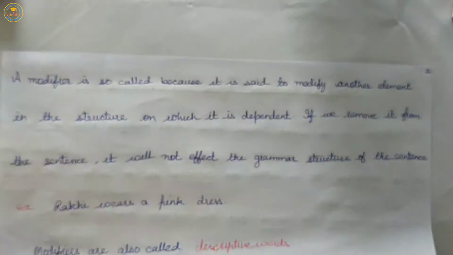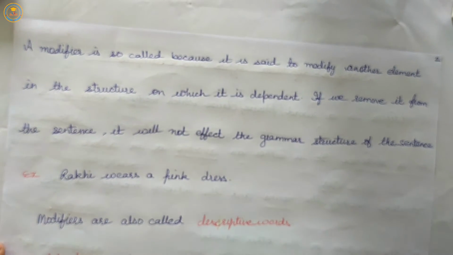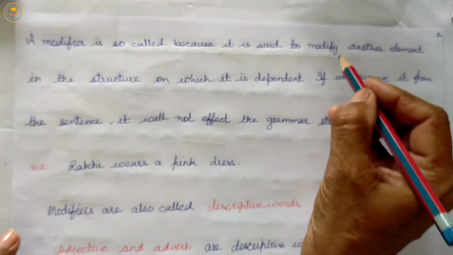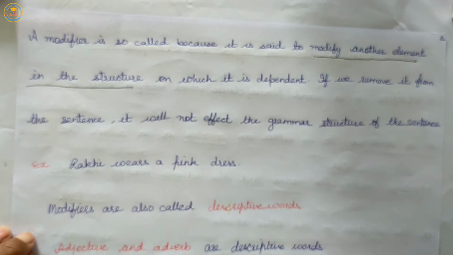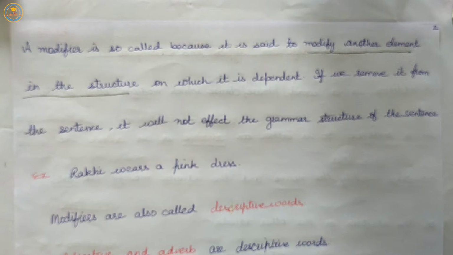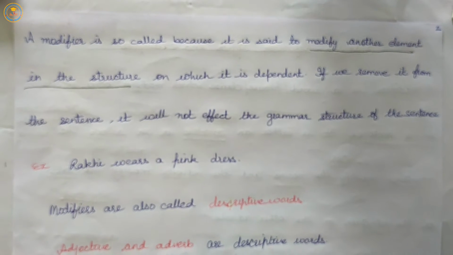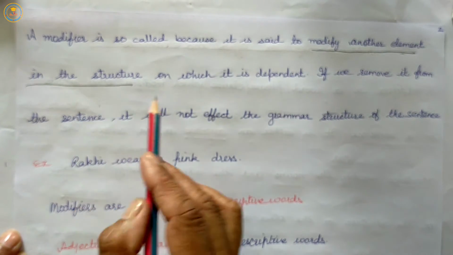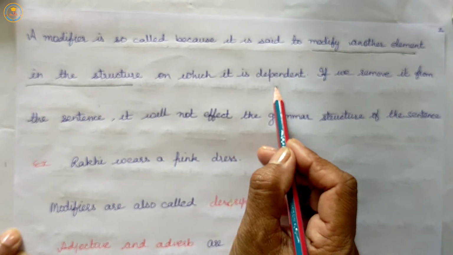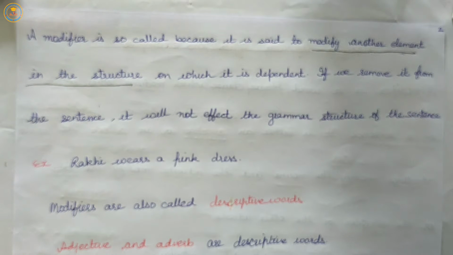A modifier is also called so because it is said to modify another element in the structure or in the given sentence on which it is dependent. Listen carefully. A modifier is so called because it is said to modify another element in the structure on which it is dependent. If we remove it from the sentence, it will not affect the grammar structure of the sentence. Listen carefully.